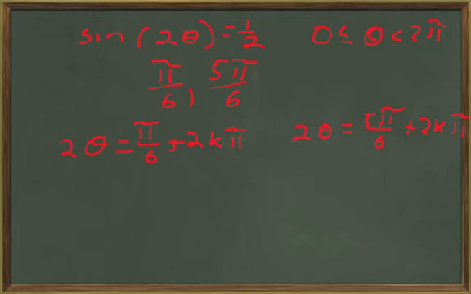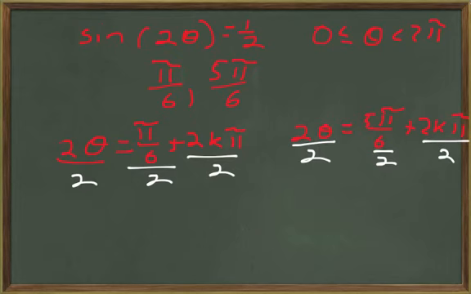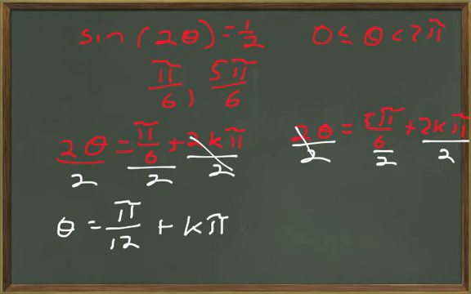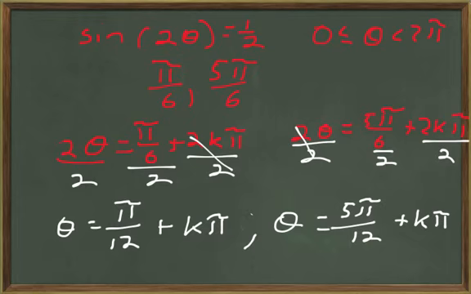Okay, now we want to get theta all by itself. So if we divide by 2, change the color, that means we divide this guy by 2 and that guy by 2. Divide this by 2, that by 2, and that by 2. Okay, so this gives us theta equaling pi divided by 6 divided by 2 is pi over 12, plus these cancel out, giving us k pi. Okay, same thing here. So theta equals 5 pi over 12 plus k pi.